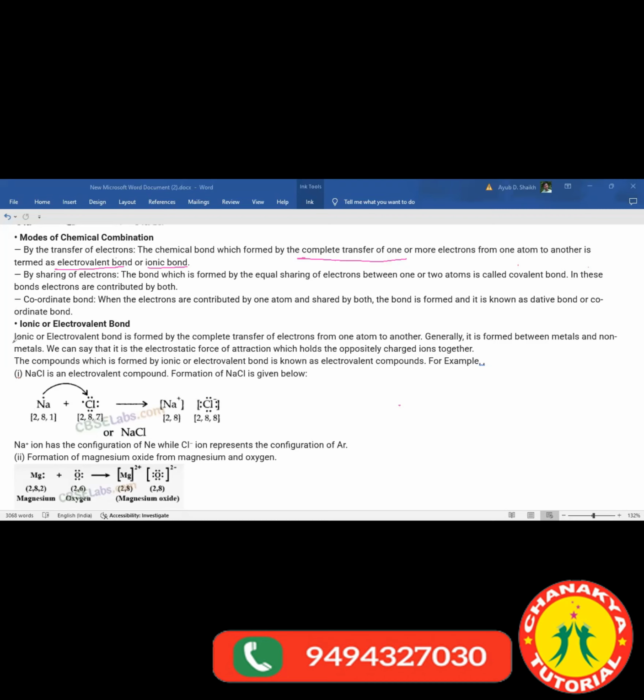And the bond which is formed by equal sharing of electrons between two atoms is called a covalent bond, where electrons are contributed by both. In the electrovalent bond, one element gives an electron and another takes an electron. So this kind of bond is a give and take relation, and it is called electrovalent.